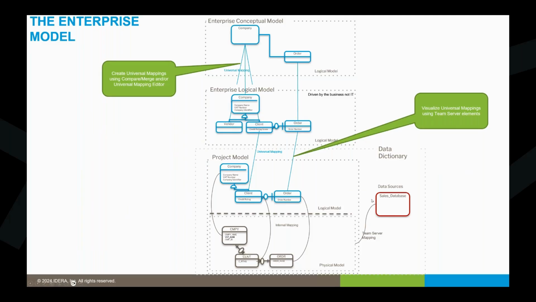The way ER Studio handles these is through things called universal mappings, and those are these blue lines you'll see in these diagrams here. These mappings are really part of what compare and merge can do for you, and I'll show you how that works here in a bit.